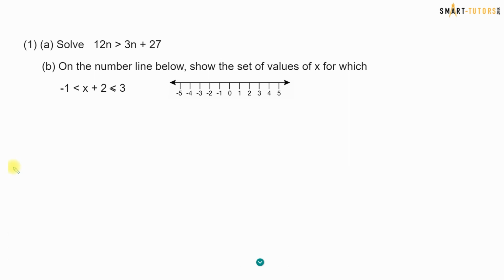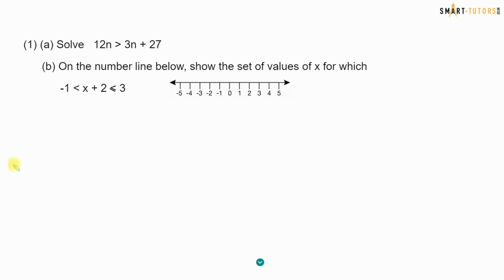Question number 1. A part, solve 12n greater than 3n plus 27. It's a straightforward inequality question. B part, on the number line below, show the set of values of x for which minus 1 less than x plus 2 less than or equal to 3. So the number line is given. You need to solve and plot the number line. Make sure the set of values of x satisfy the number line representation.